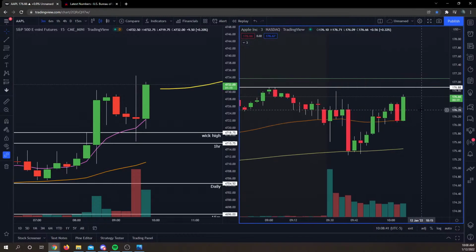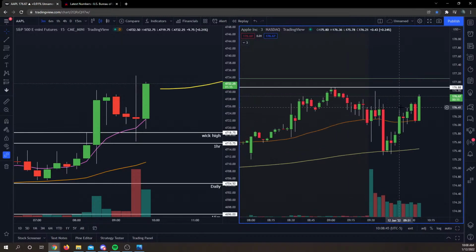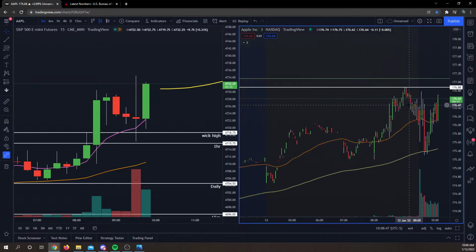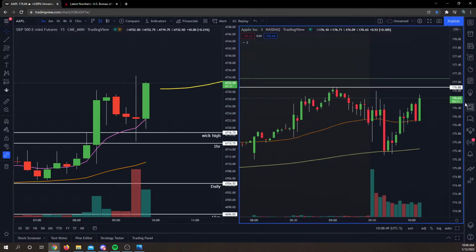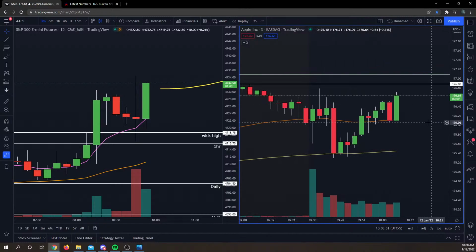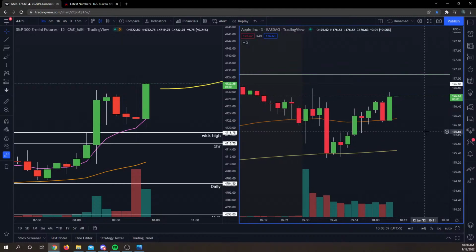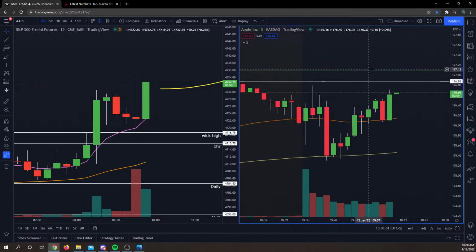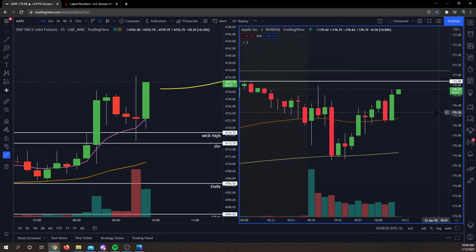Pre-market high resistance here on Apple at 176.88. That is our wick high. That is our highest point. Session high on Apple is 176.79. About 9 cents away from our pre-market high point.